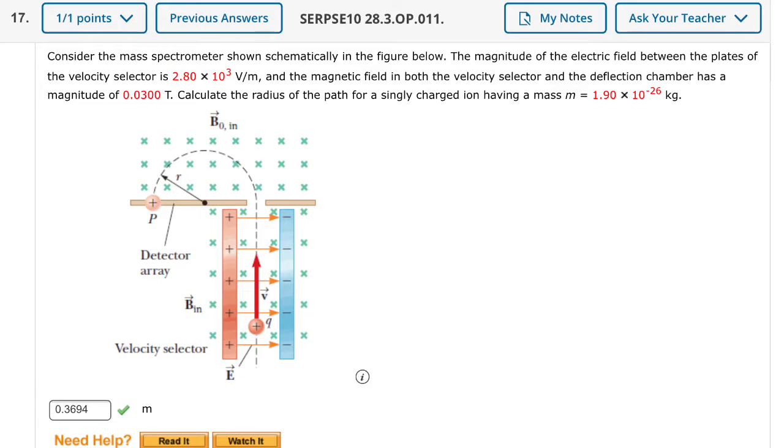Consider the mass spectrometer shown schematically in the figure below. The magnitude of the electric field between the plates of the velocity selector is 2.8 × 10^3 volts per meter, and the magnetic field in both the velocity selector and the deflection chamber has a magnitude of 0.03 teslas. Calculate the radius of the path for a singly charged ion having a mass of 1.9 × 10^-26 kilograms.